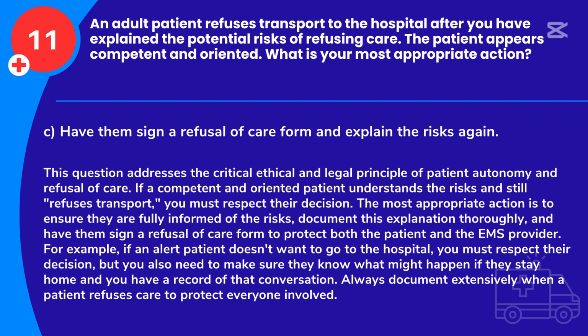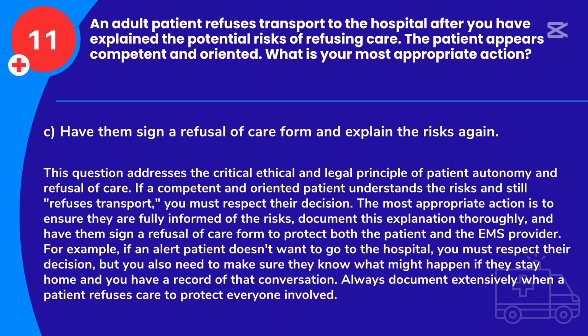Answer: C. Have them sign a refusal of care form and explain the risks again. This question addresses the critical ethical and legal principle of patient autonomy and refusal of care. If a competent and oriented patient understands the risks and still refuses transport, you must respect their decision. The most appropriate action is to ensure they are fully informed of the risks, document this explanation thoroughly, and have them sign a refusal of care form to protect both the patient and the EMS provider.